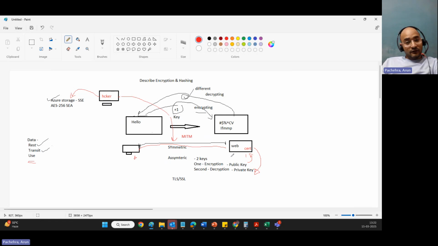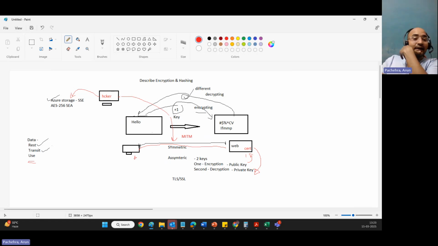So data in use refers to information being processed, accessed, or modified during that time. So viewing or editing a document in Word, it's in use right now. Maybe your Word file sitting on your disk is encrypted, but you opened it and you're doing something, so it's in use now. Or running a database query to retrieve customer records, maybe. These are some examples where data is in use.